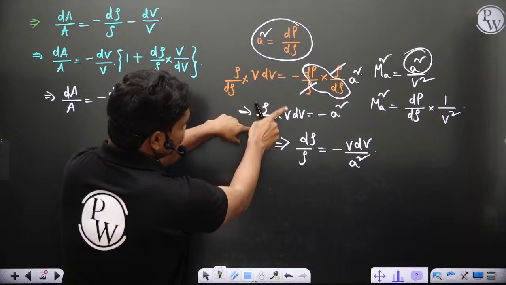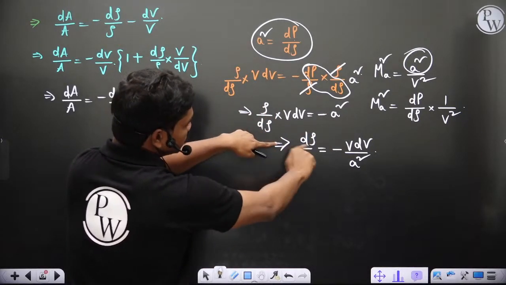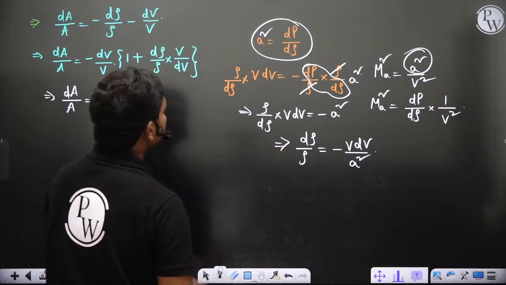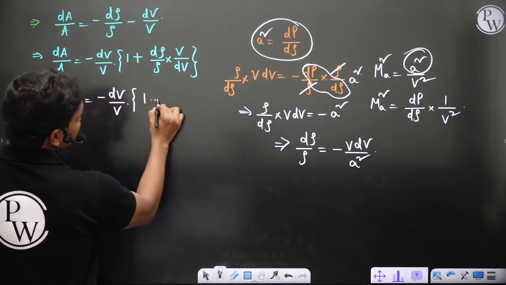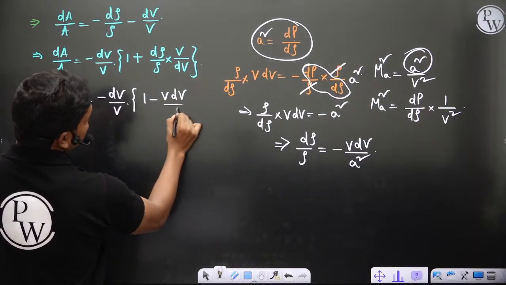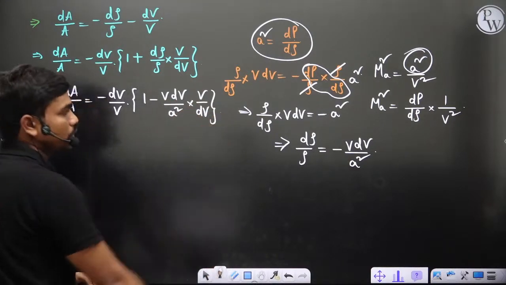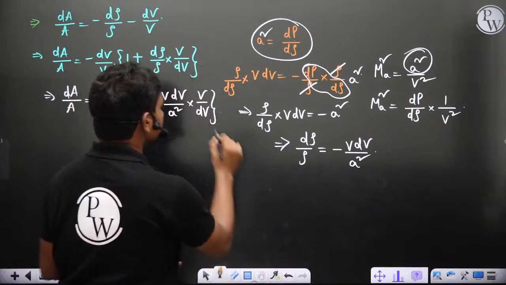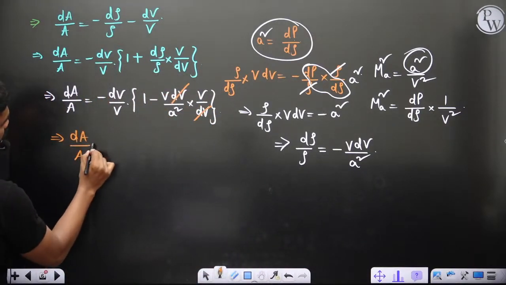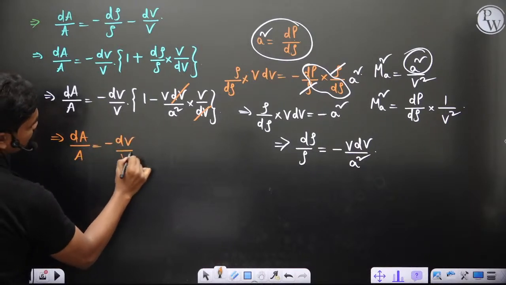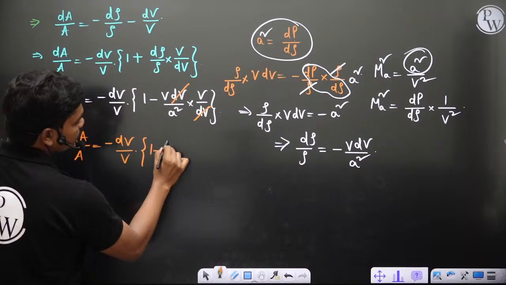So if you flip this equation, or if you take this to the other side, dρ by ρ is equal to minus V dV divided by a square. Okay, so in this equation, let us substitute this dρ by ρ, minus V dV by a square, into V divided by dV. So this is what you have. Now dV and dV get cancelled here, and you have dA by A is equal to minus dV by V into 1 minus V into V, which is V square divided by a square, which is Mach square.